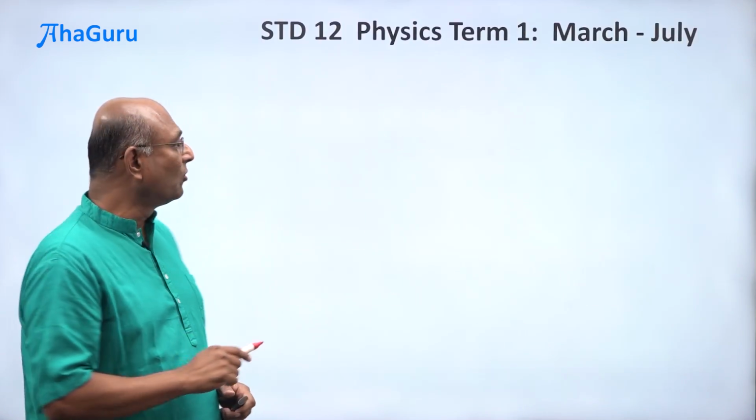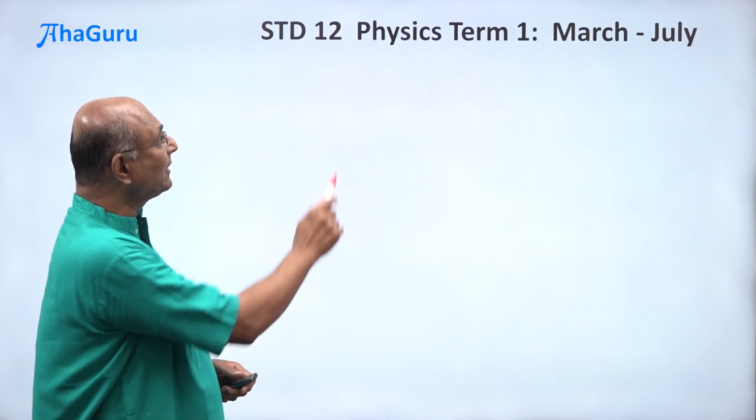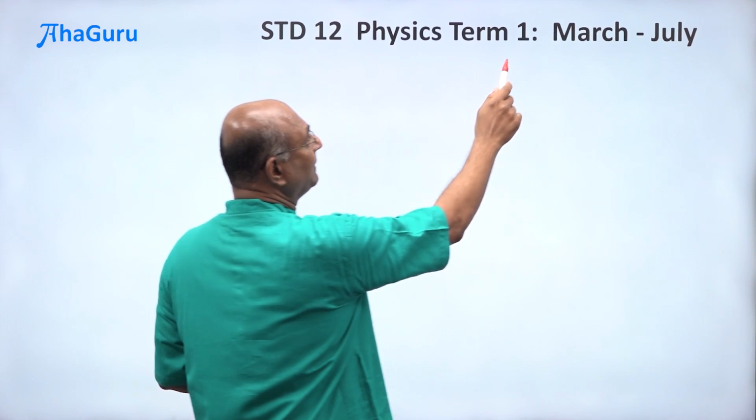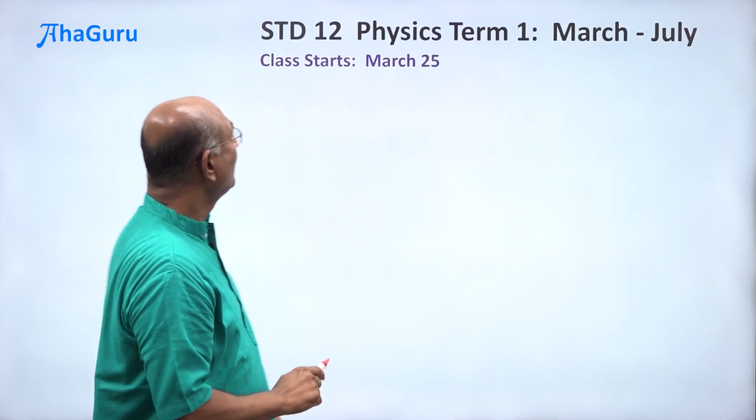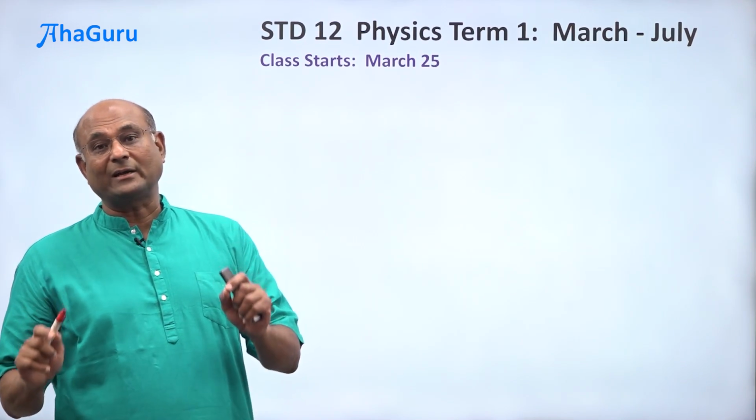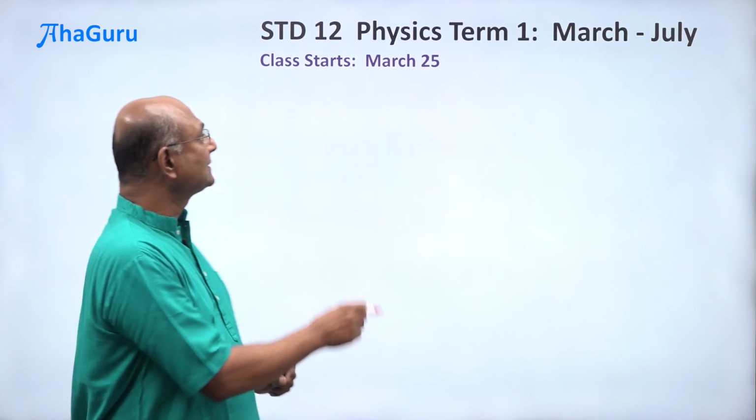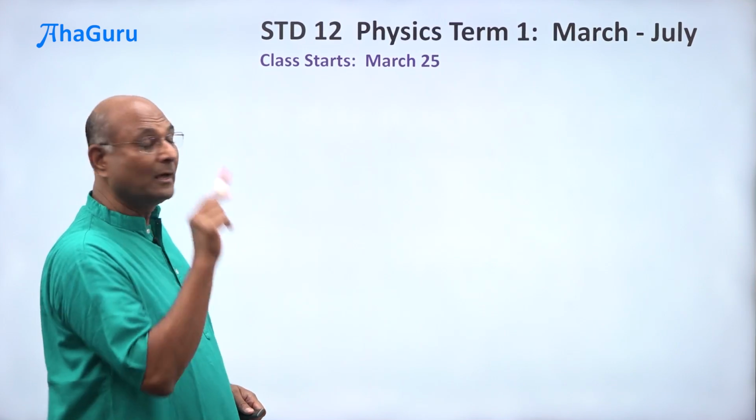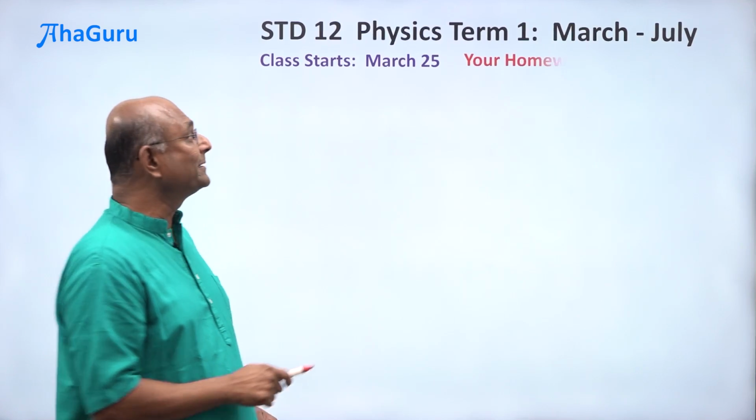Let me now tell you about what we are going to do during the first term. So the first term is from March to July. The class is going to start on March 25th. This is the physics class. That will be the first physics live online class. But remember, as I told you, time is limited.